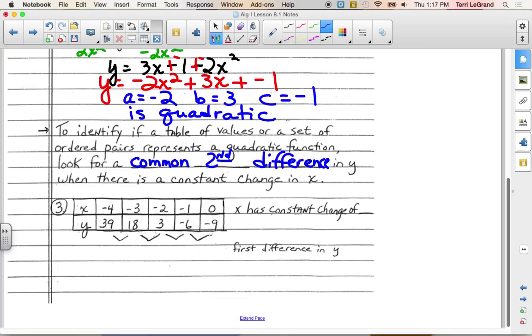But if there's not a common first difference, now you have to take it a step further and check to see if it's quadratic. Because if it has a common second difference, now I can say this would be a parabola. This is a quadratic function. But remember, we still always have to look for that constant change in x also. So is there a constant change going on here in x? Yes. It's adding by one each time. So we're cool. I'm going to go check out the y's now.